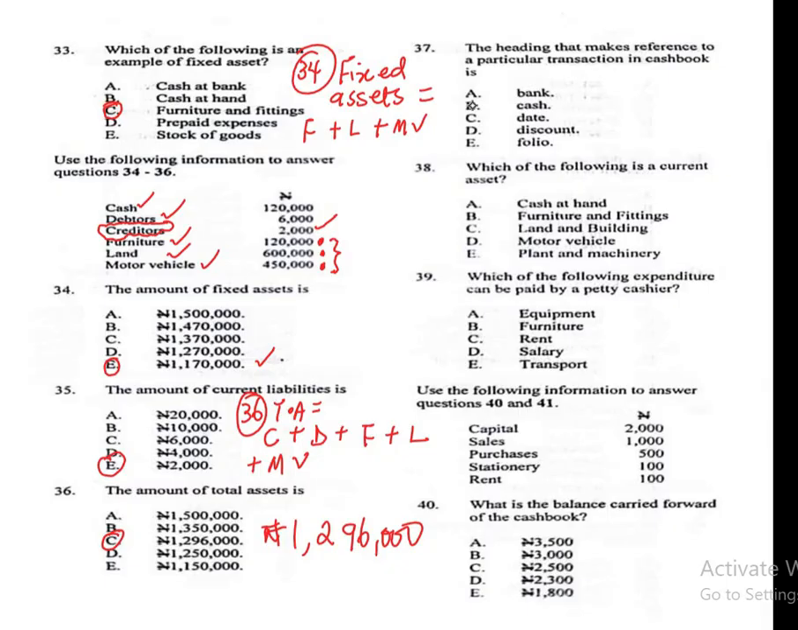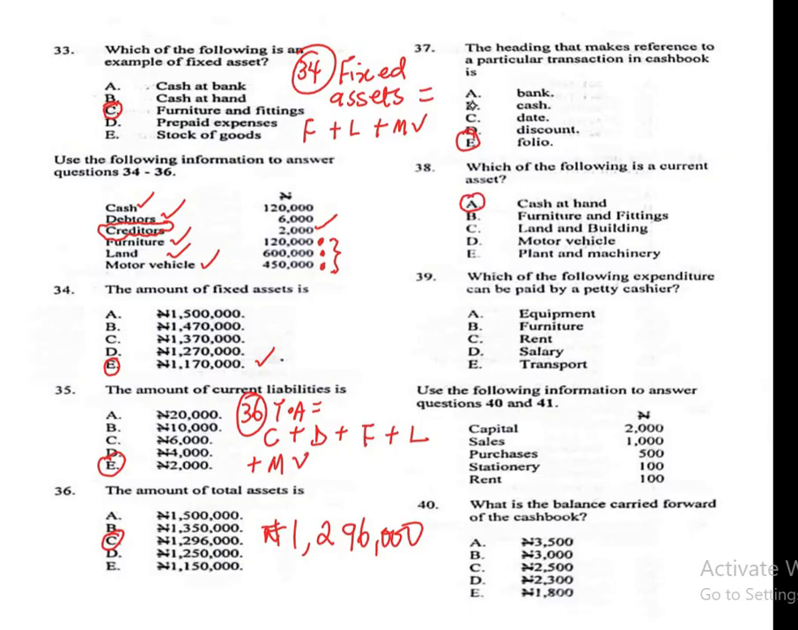Question number 37. The heading that makes reference to a particular transaction in cash book is A. Bank, B. Cash, C. Date, D. Discount, E. Folio. The correct answer is option E. Folio. Question 38. Which of the following is a current asset? A. Cash at hand, B. Furniture and fittings, C. Land and building, D. Motor vehicle, E. Plant and machinery. The correct answer is A. Cash at hand is a current asset.